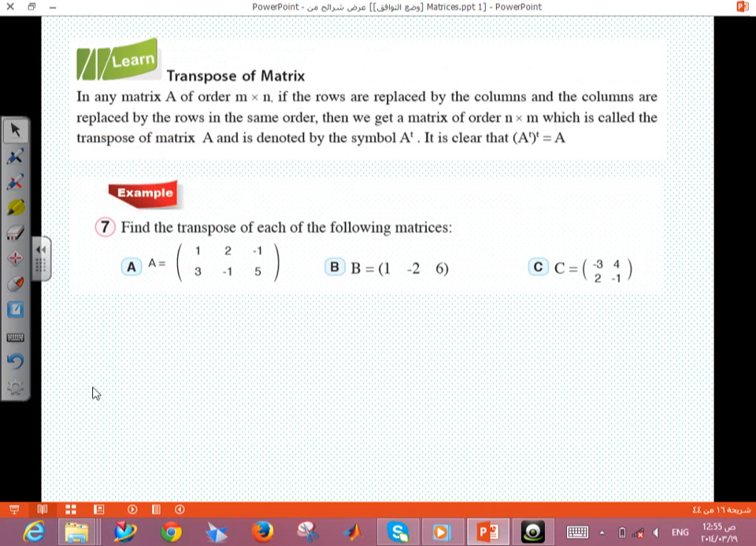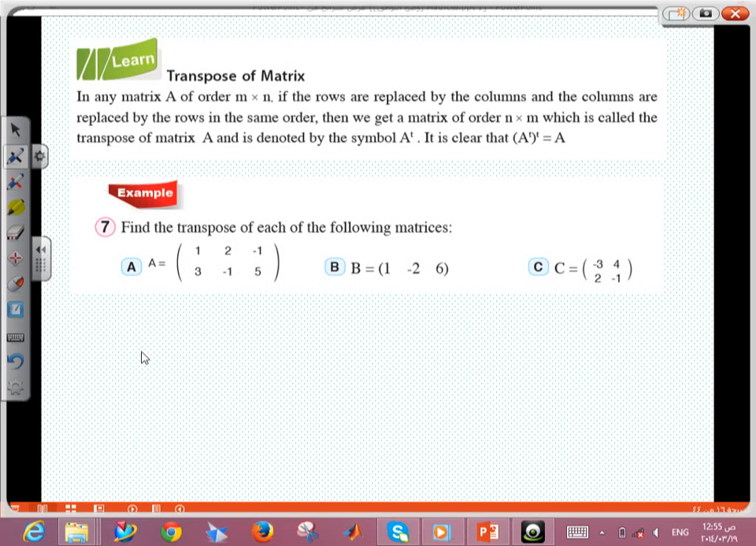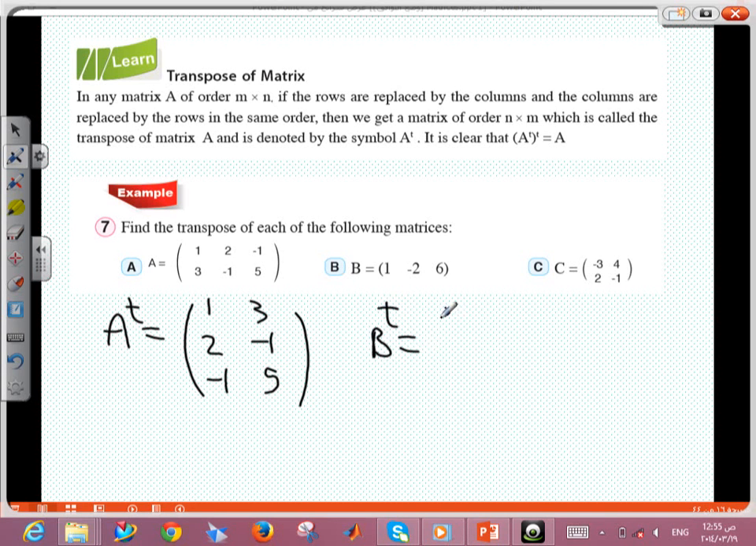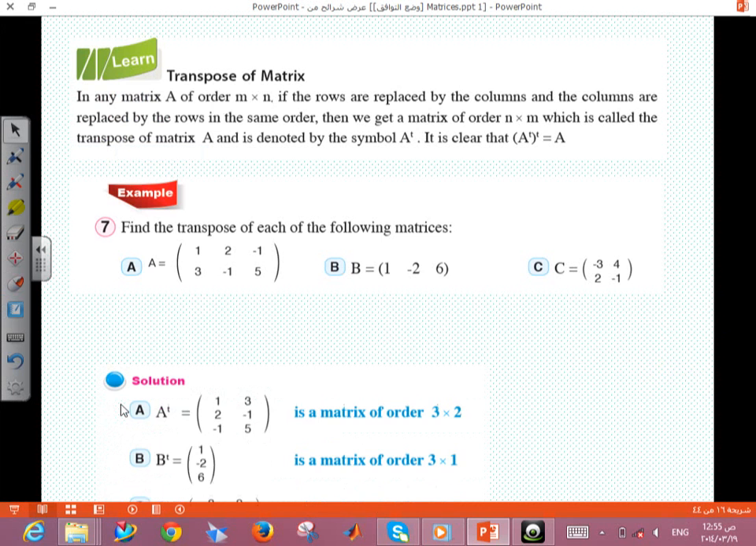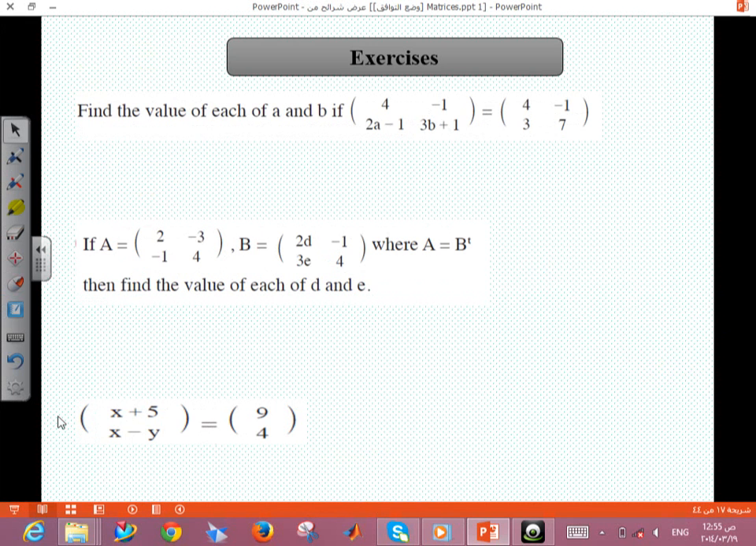We speak about the transpose. Okay, here is an example about the transpose matrix. We see that the transpose will be equal to 1, 2, negative 1, 3, negative 1, 5. The transpose equals 1, negative 2, 6. C transpose equals negative 3, 4, 2, negative 1. This is an exercise, please try to do it.